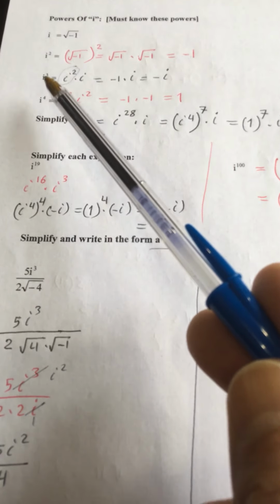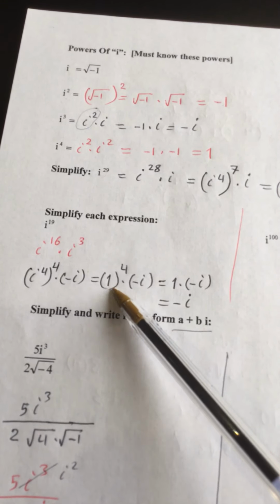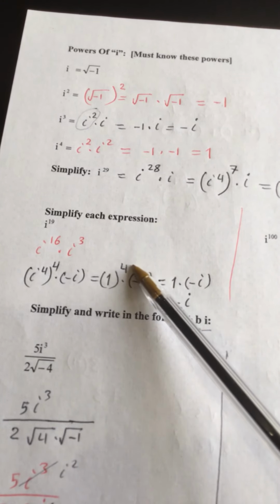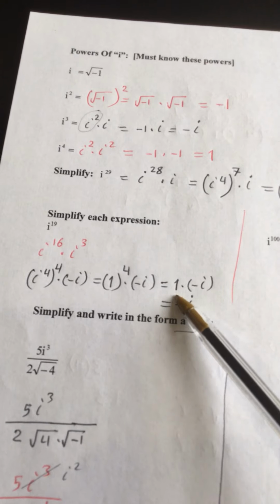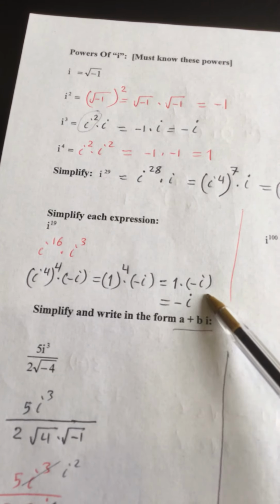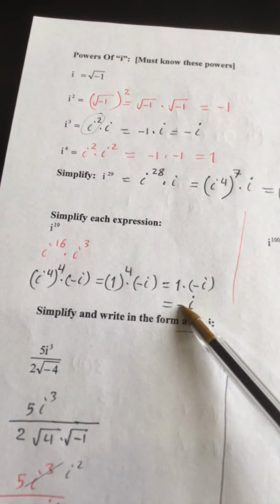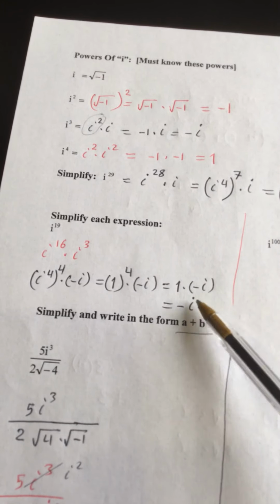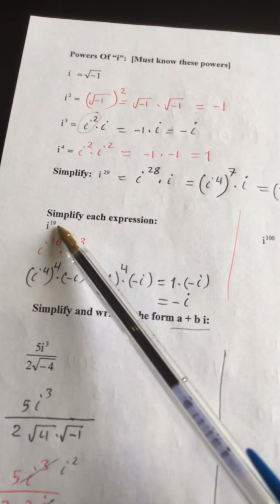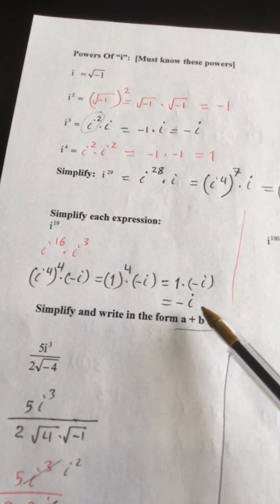So now, i to the power 4 is 1. Substitute 1 for i to the power 4. So 1 to the power 4 times negative i. Now, 1 to any power equals 1, times negative i equals negative i. So the answer here equals negative i. So i to the power 19 equals negative i.